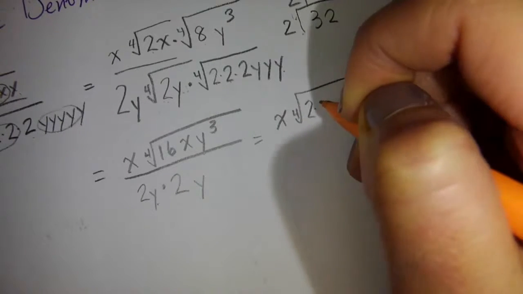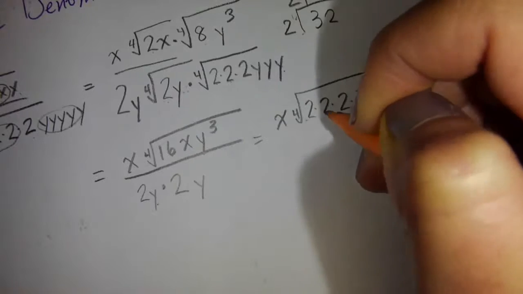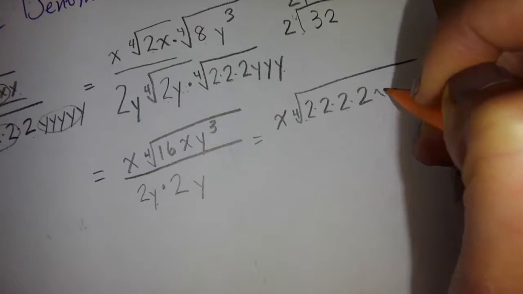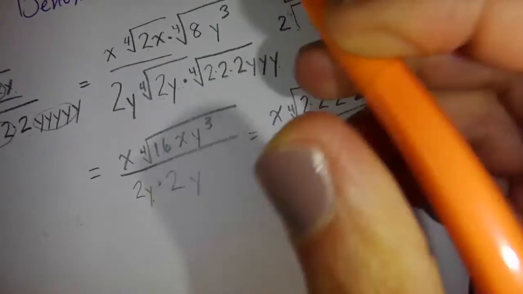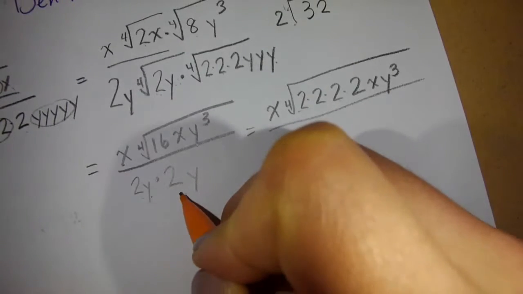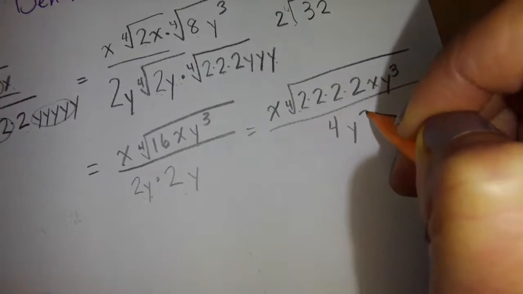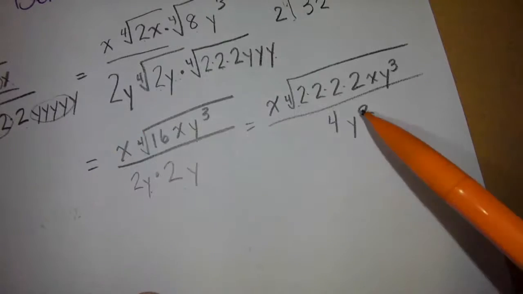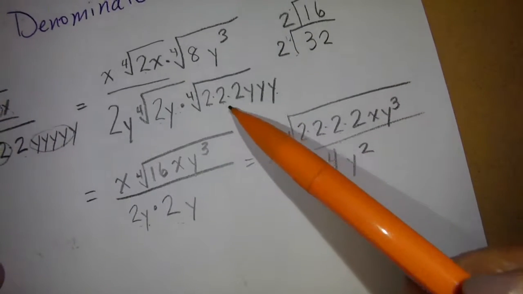So 2 to the 4th, that's 2 times 2 times 2 times 2, which is 16. So we can still simplify the top. On the bottom, 2 times 2 is 4, and I have y squared.